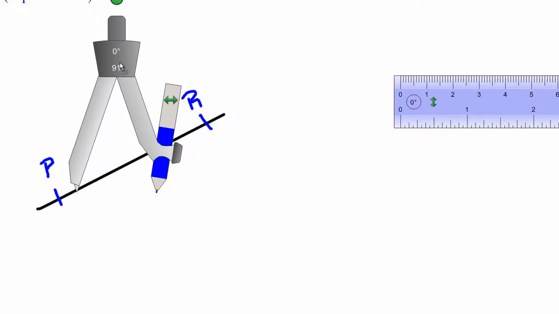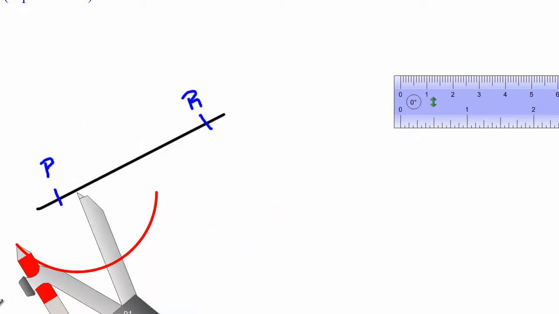So I'm going to place it right there, and I'm going to use red lines. Why am I using red lines? To indicate that the arcs you swing with your compass should be faded. They shouldn't be as bright as, for example, PR. They should be dull lines. So I've placed it there and swung an arc there, so that's my first arc.